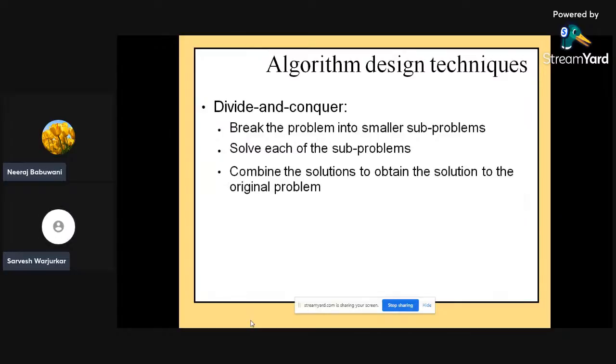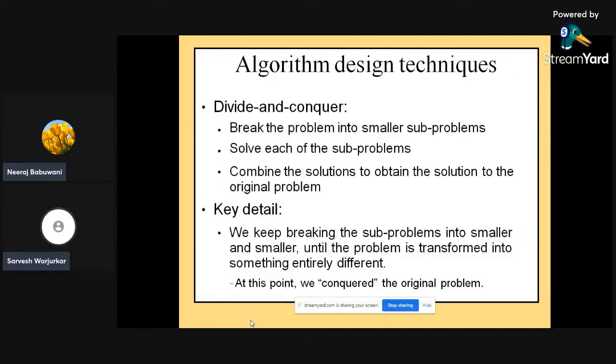Firstly, what we'll do in divide and conquer is break the problem into smaller sub problems. We solve each sub problem, and after solving, we combine the solutions to obtain the solution to the original problem. It is as simple as that in the divide and conquer algorithm.